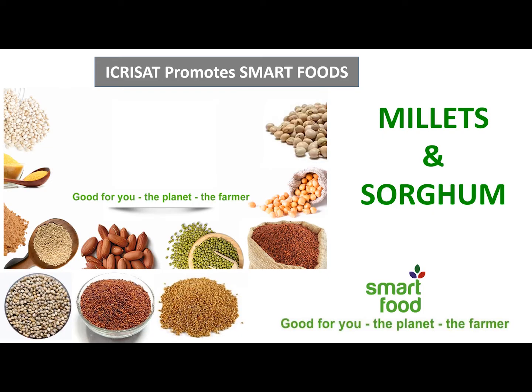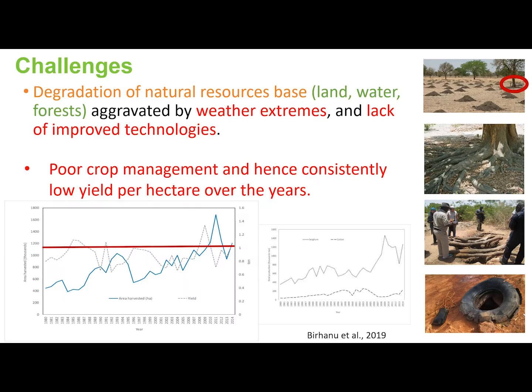ICRISAT promotes smart foods, which are millet and sorghum, which are good for you, good for the planet, and good for the farmer. These crops have high iron content, high zinc content, and are high in protein and antioxidants. Millet and sorghum can grow with minimal fertilizers and pesticides. Particularly, millet needs mean annual rainfall of less than 400 millimeters, and these crops survive in hot, dry conditions.